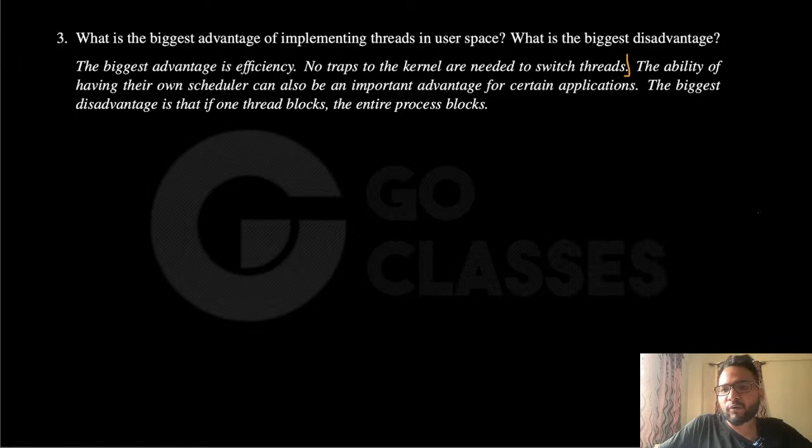So basically kernel involvement is not there, so that's why these threads are fast. The ability of having their own scheduler can also be an important advantage for certain applications. The biggest disadvantage is that one thread blocking blocks the entire process.